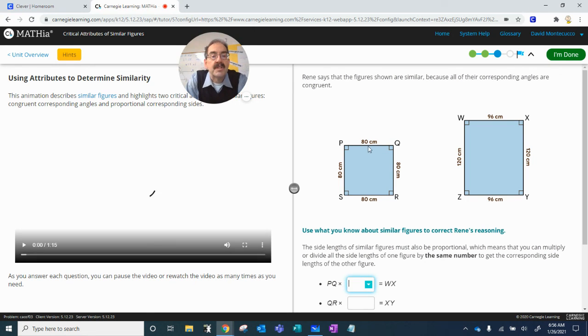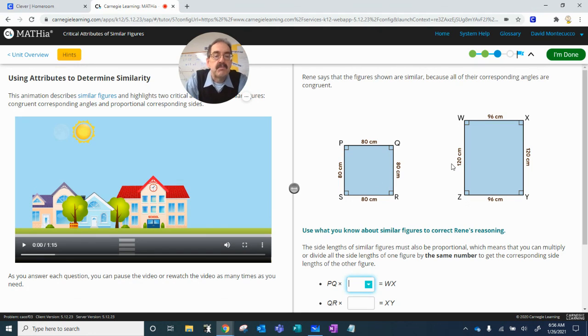Oh, squares. We're good at squares. Boom, boom, boom. Yeah. Whoa, whoa. Wait a minute. If this is a square and this is a rectangle, how's that going to work? See you soon.